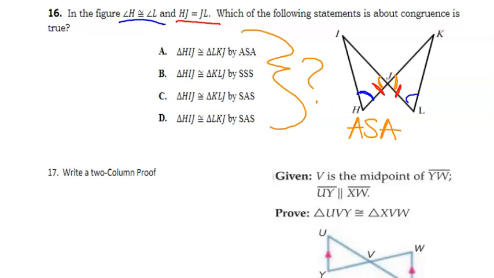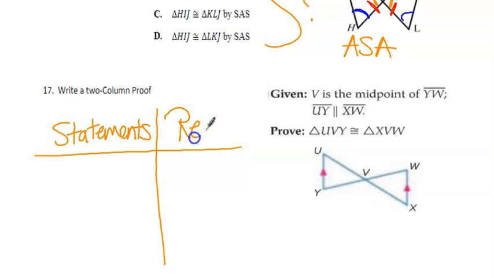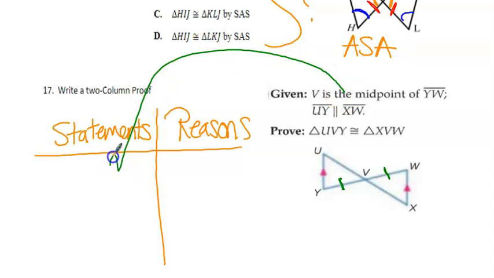All right, number 17. Practicing statements and reasons. So you might have to fill in the gaps of a proof in the future. So figuring out what information they are giving you. V is the midpoint of YW. That means that this side and this side are congruent. So writing this in here because it's the given.